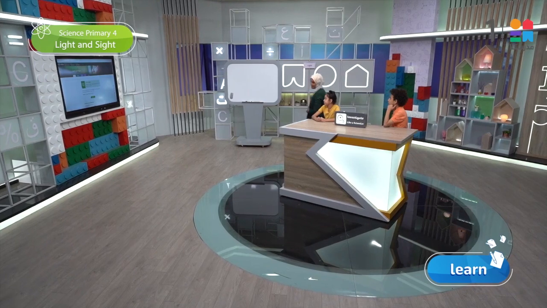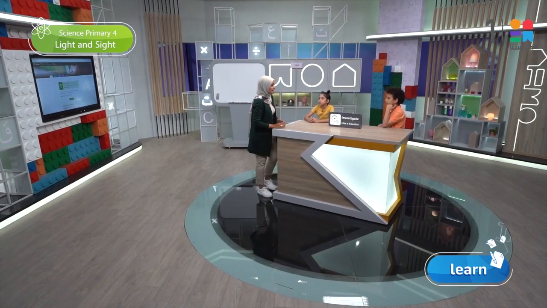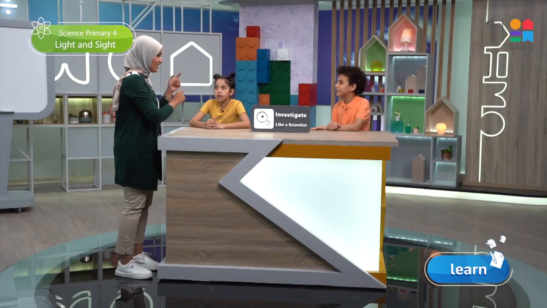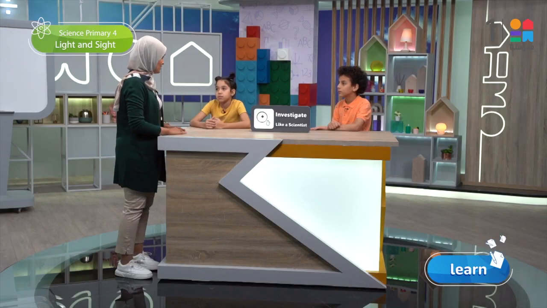Now we finish the investigation that allowed us to learn about the relation between light and sight. I enjoyed investigating with you scientists, and I'm very excited about the upcoming investigation we will carry out together next time. I also enjoyed having you in my studio here.